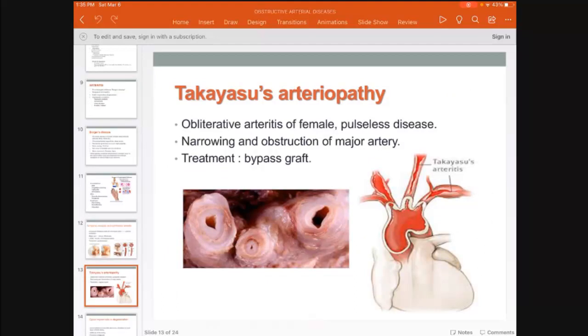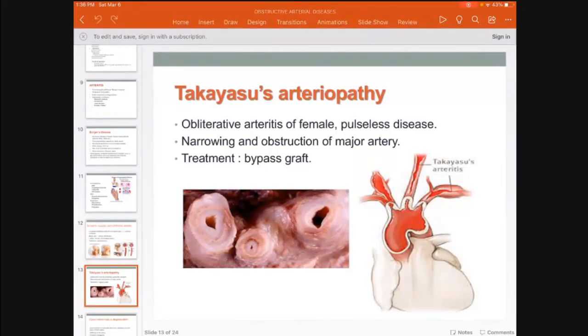Another thing of the arteritis, what we call Takayasu arteriopathy. This is, يعني, a Japanese doctor who discovered this type of artery disease. It leads to obliteration of the artery, especially in females, with pulseless disease. Here you will find narrowing and obstruction of the major arteries. البرجر artery كنا احتمال small and medium. This is a major artery, a big artery.